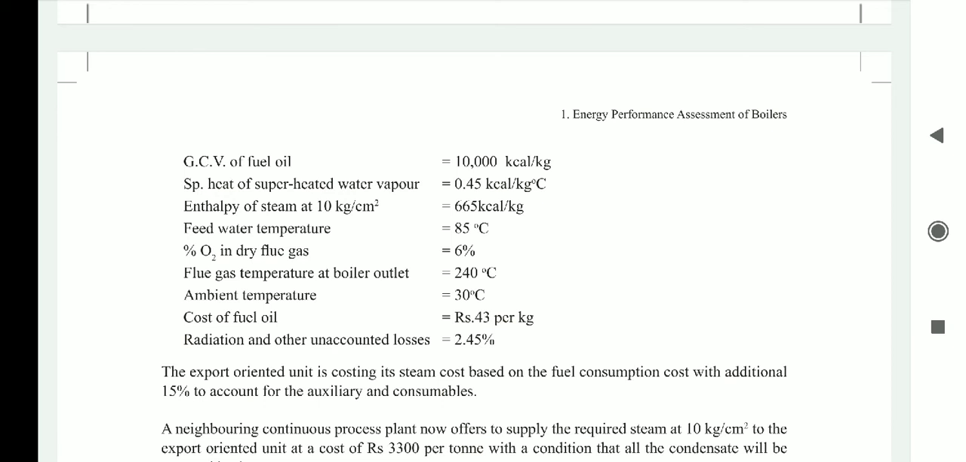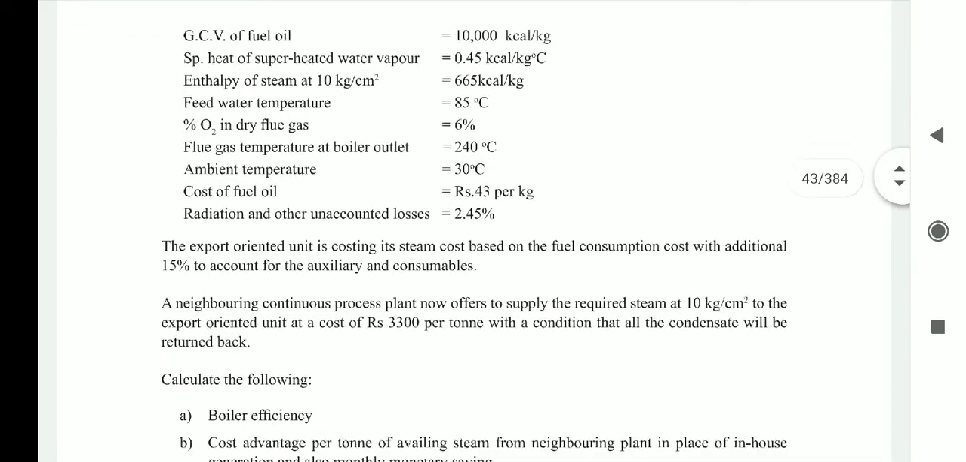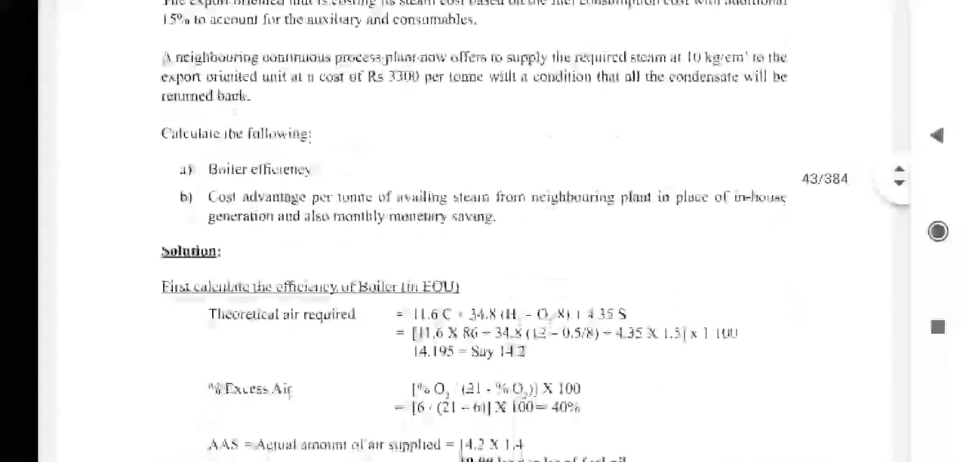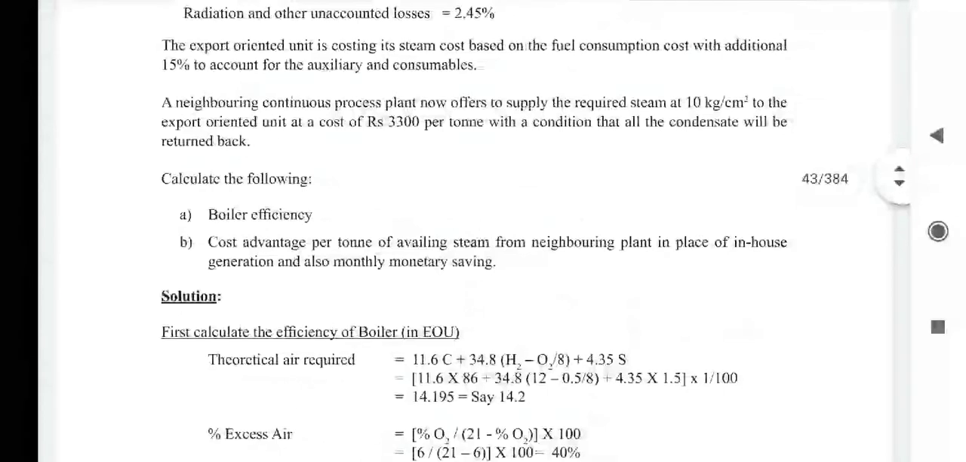The export-oriented unit is costing its steam based on the fuel consumption cost with an additional 15% to account for the auxiliary and consumables. A neighboring continuous process plant now offers to supply the required steam at 10 kg per centimeter square to the export-oriented unit at a cost of rupees 3,300 per ton, with a condition that all the condensate will be returned back.